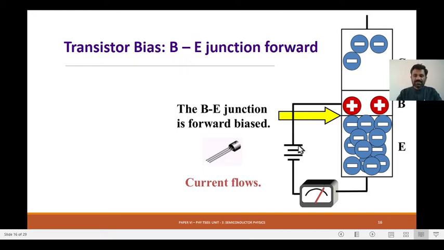What is forward biasing? Positive of a battery is connected to the P region and negative of a battery is connected to the N region of a transistor, so that this junction is said to be under forward biased condition. Under forward biased condition, a large amount of current will flow through the circuit.